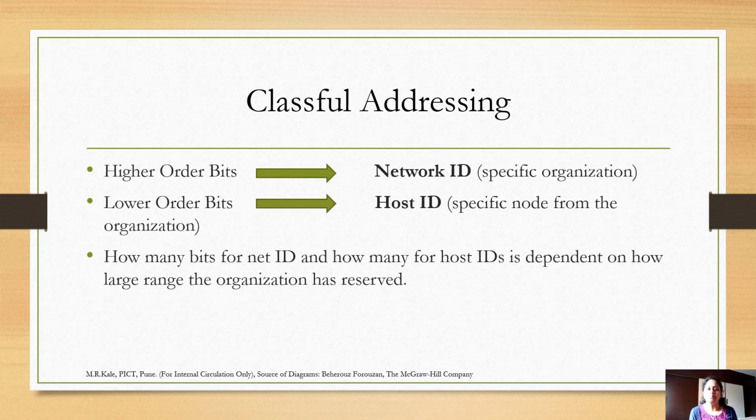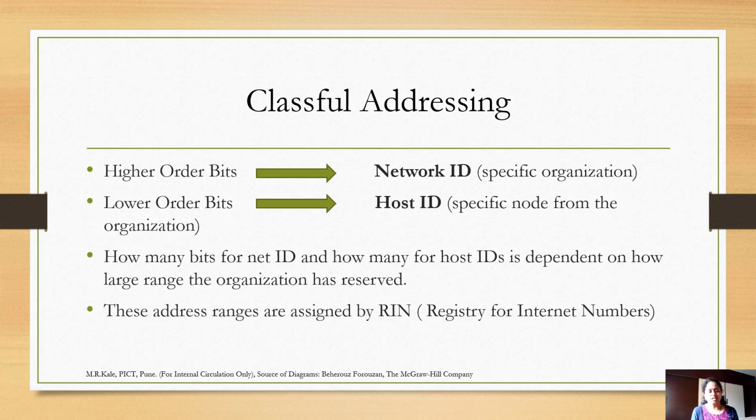We always need to remember that the network ID portion is the higher order bits, that is, from the left side, and the rest of the bits, the host ID bits, are at the right side of the network ID, which are the lower order bits of the IP address.